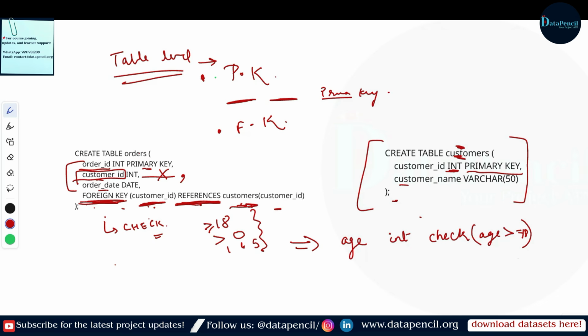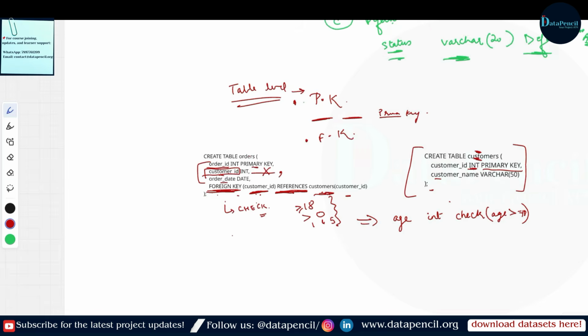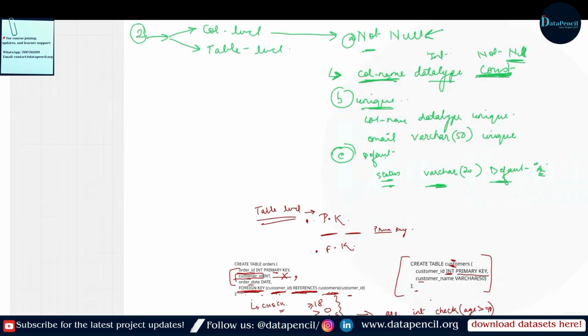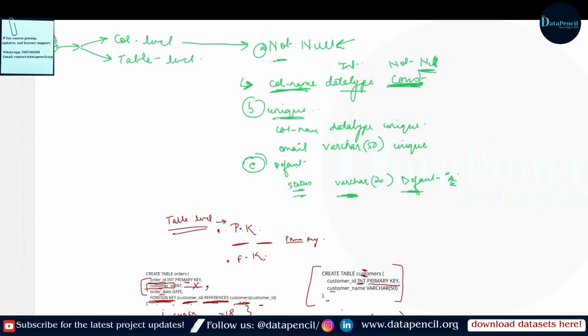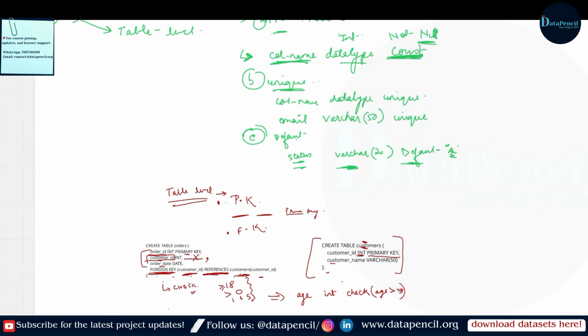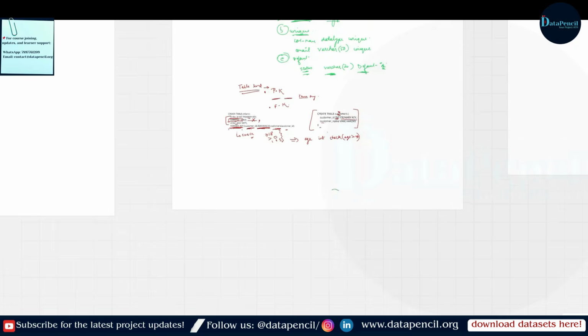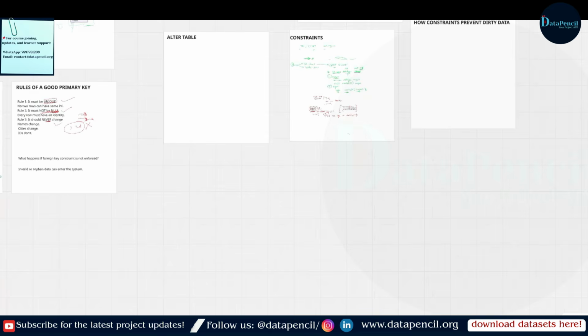Okay. We will see how constraints prevent dirty data. Okay. How many constraints have we seen till yet? So we have seen constraints at the column level, which are null, not null, unique and default. At the table level, we have seen primary key, foreign key and the check. And now it's time to see how constraints prevent the dirty data.